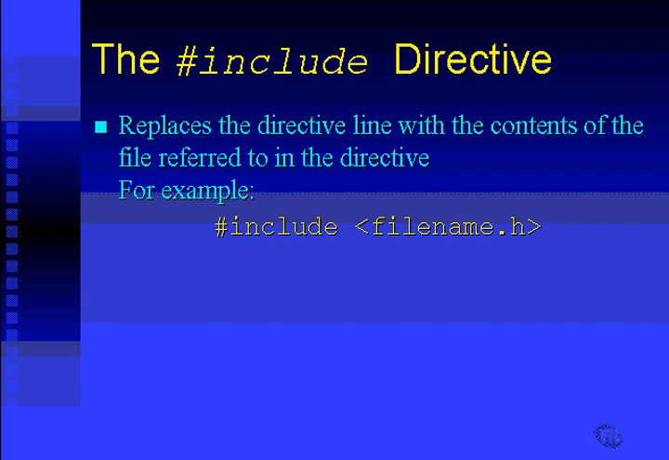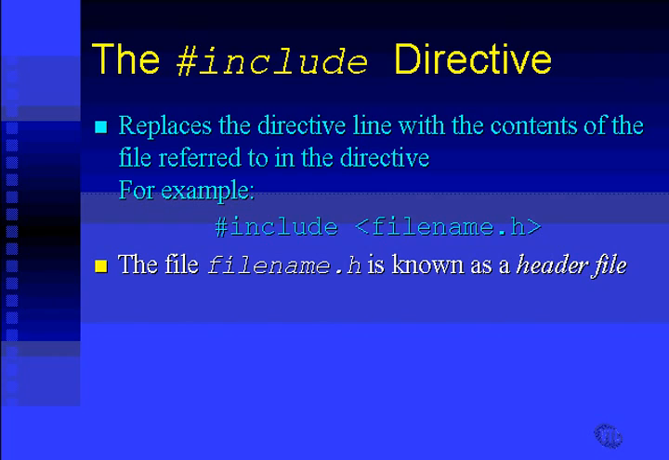Could be filename.h. So all the contents of filename.h will be copied and essentially pasted in place of the line that reads #include filename.h. Filename.h and all the other files that end in .h are known as header files. That's just their name, the name that programmers give them. Some programmers also refer to them as include files for obvious reasons.